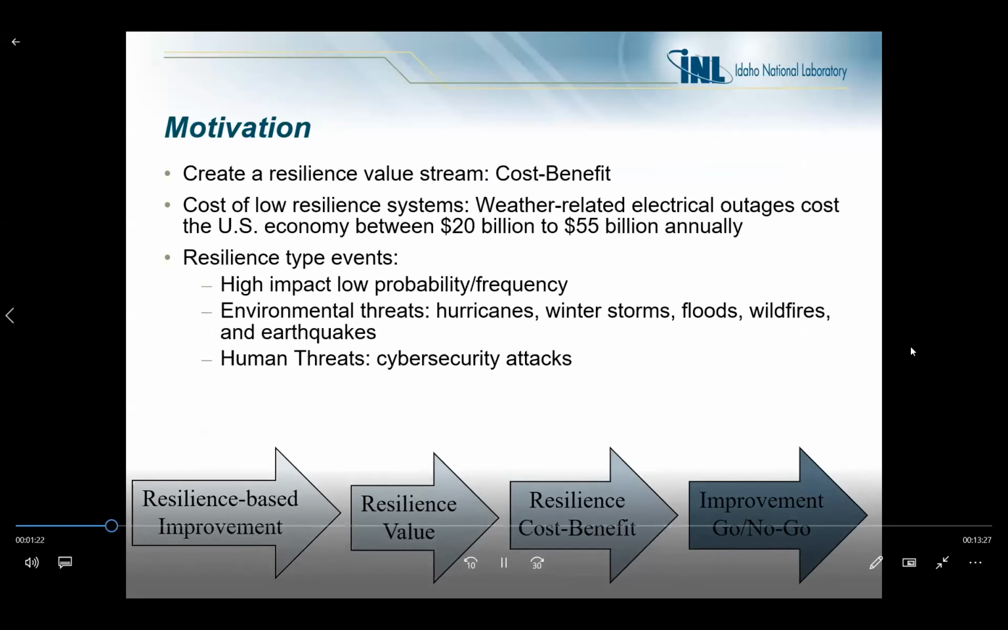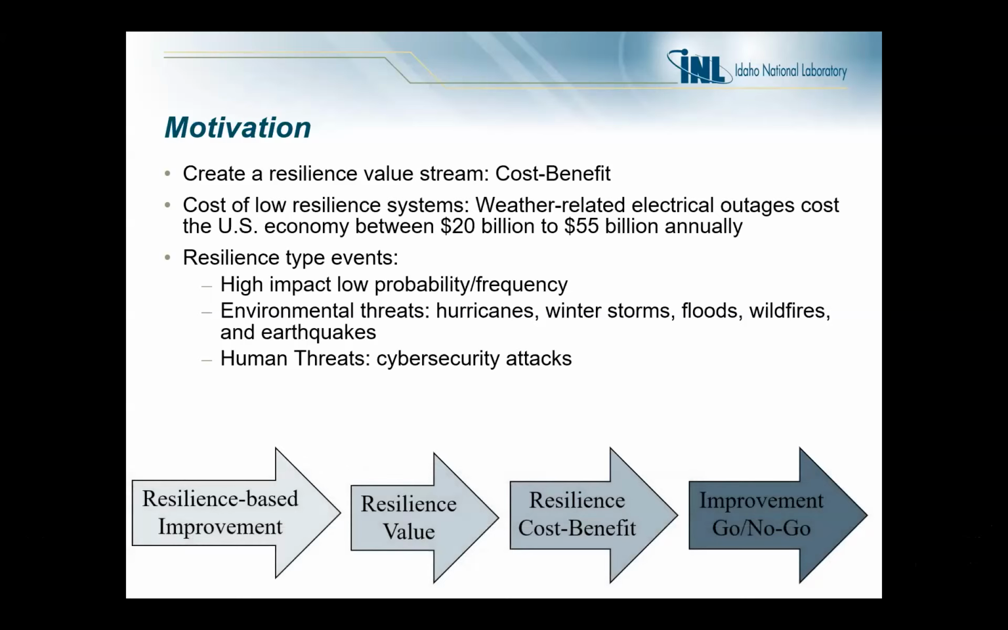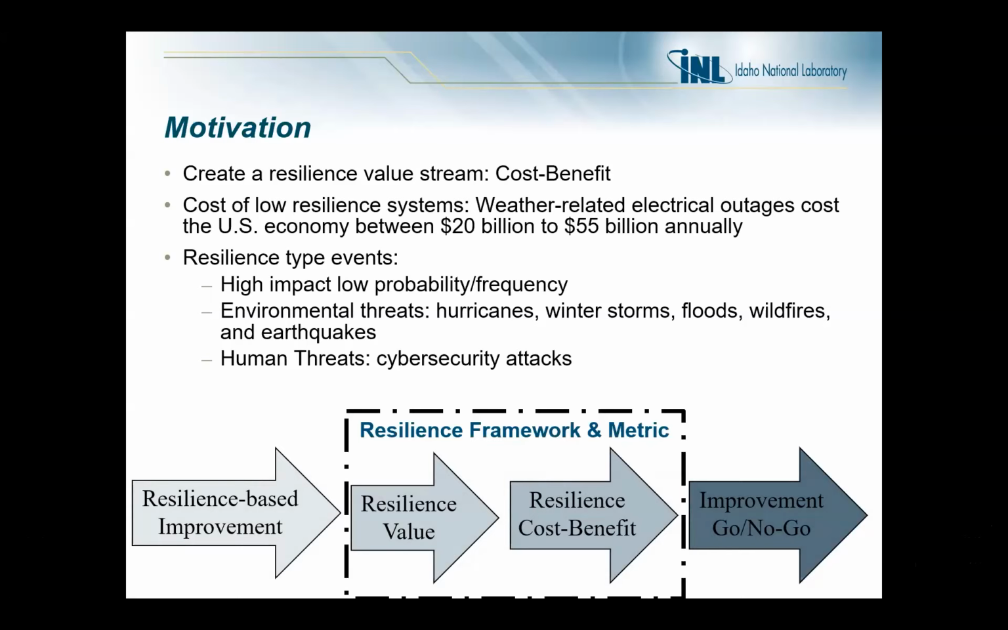Now, resilience types of events, as I'm sure most of us are familiar with, are high impact, low probability frequency events. These are such as hurricanes, storms, floods, and human threats such as cyber attacks. So the goal is to go from a resilience-based improvement to a decision on that, like a go, no go. And in order to do that, you need to be able to put a value to the resilience and do a cost-benefit analysis. And in order to do that, you need a resilience framework and metric.